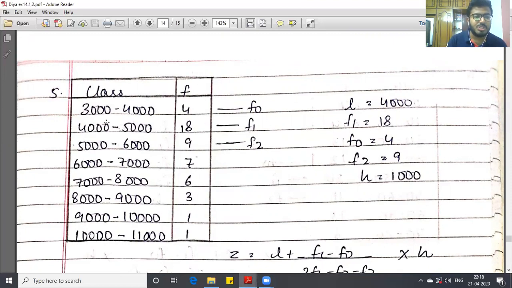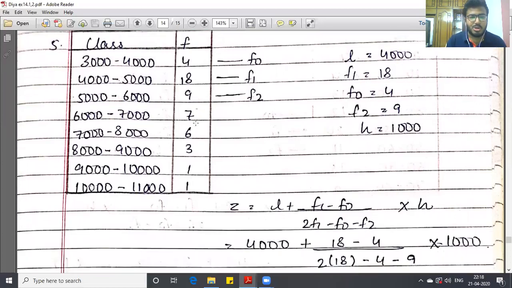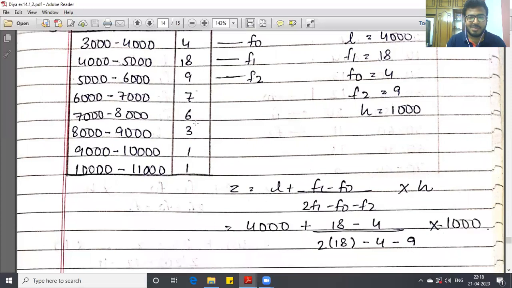18. The class in front of 18 is the modal class. So 4000 is the L value, 18 is F1, F0 is 4, and F2 is 9. And H, look here, 4000 minus 3000 is how much? 1000. So there is a difference of 1000. So it's basically very easy. Same question, repeated in a different way. The asking of the question is different, but you have to apply the same rule and the same formula itself.